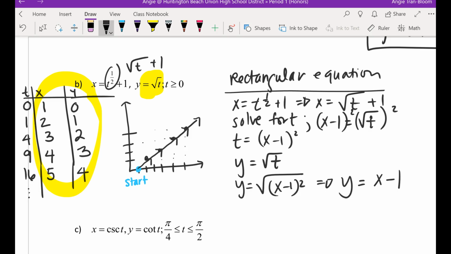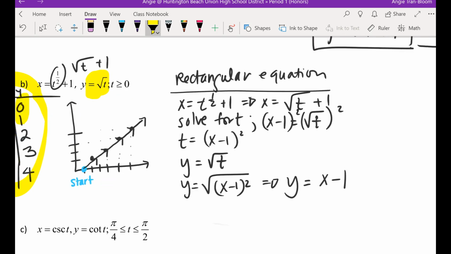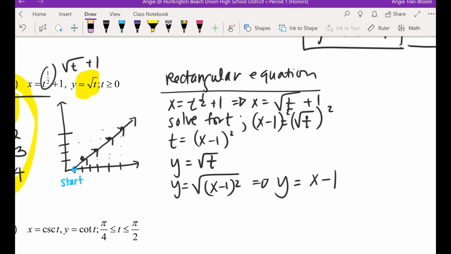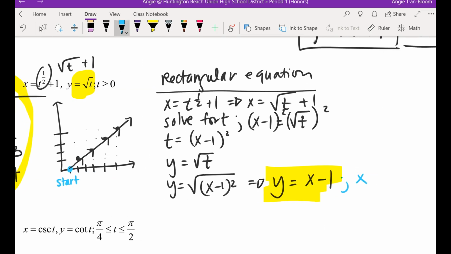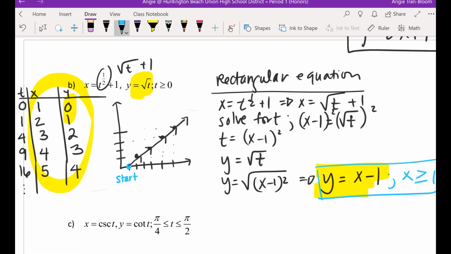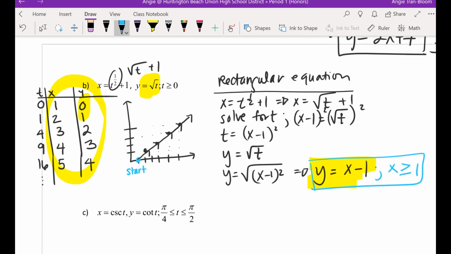Now, as you can see, our y value cannot be lower than 0, right? Because when we plug this in, can you see this right here? The smallest y value is 0. So make sure we limit this right here. This is my rectangular equation, okay? But the smallest y value has to be 0. So the smallest x value it can be is 1, like that. So your domain should be exactly what it is originally.